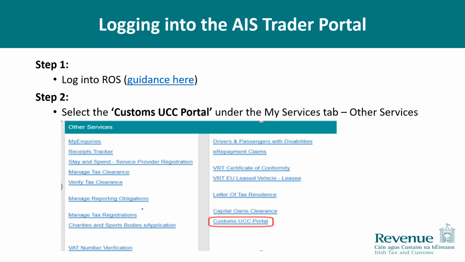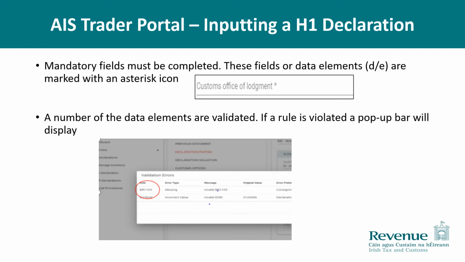Once you are registered for ROS and have an EORI number, you can use the AIS Trader Portal. The first step is to log into ROS. If you need help in logging into ROS, please click on the guidance link. Once you are in ROS, you will then need to select the Customs UCC portal under the My Services tab - Other Services as displayed on the screen. You need to lodge an H1 import declaration.